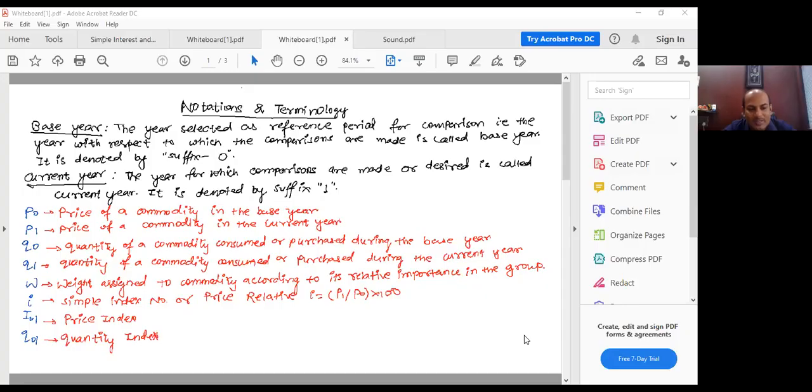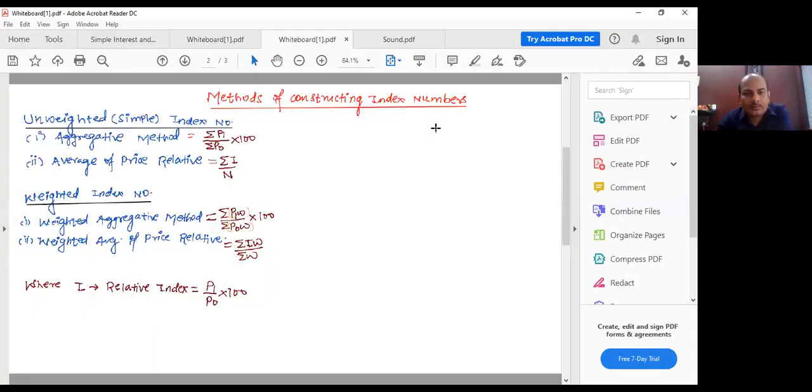I01 is the price index. Q01 is the quantity index. Okay. Next is the methods of constructing index number.